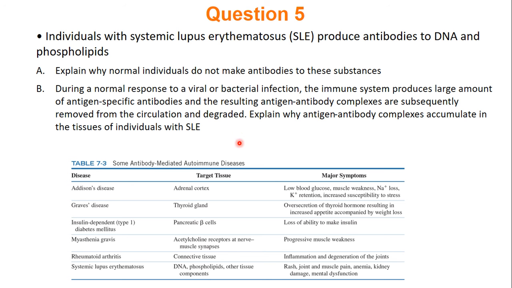During a normal response to a viral or bacterial infection, your immune system produces large amounts of antigen-specific antibodies, and the antigen-antibody complexes are removed. Why do we get these in tissues for individuals with SLE? Well, this kind of goes back to part A. All tissues have DNA in them. So your body is just being overwhelmed. Your body is attacking more or less every cell. And so you're going to get these large complexes building up because you just have DNA everywhere. Everywhere in your tissues, you're going to have these webs.